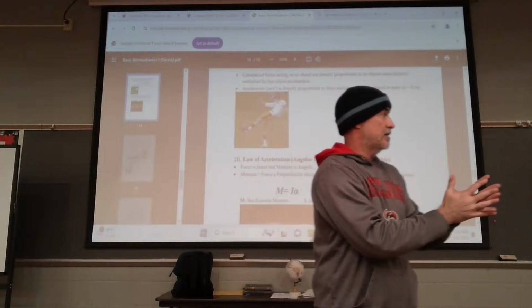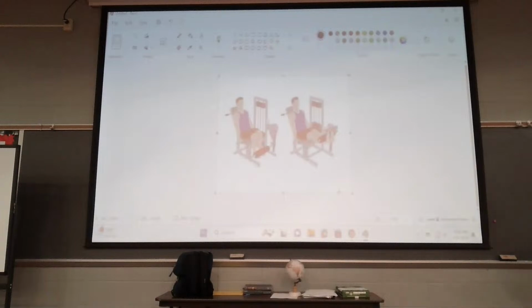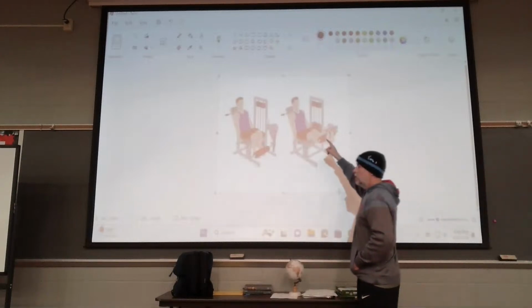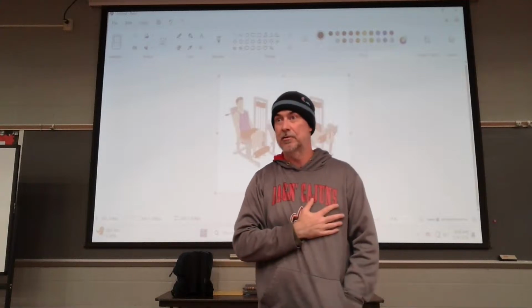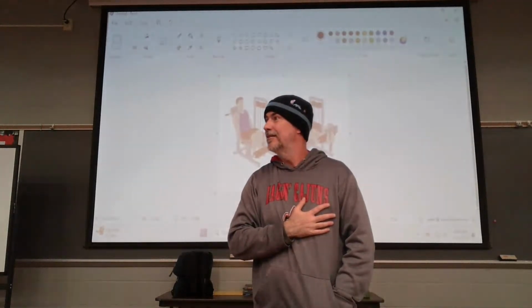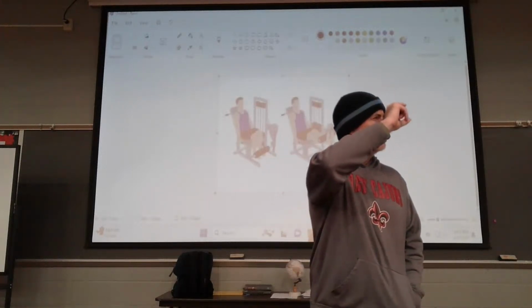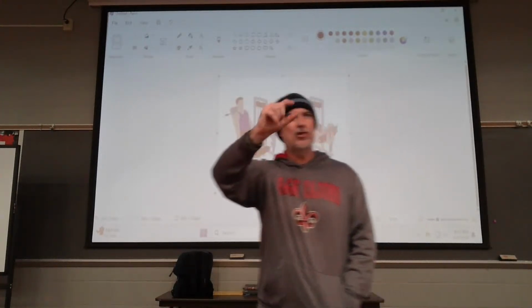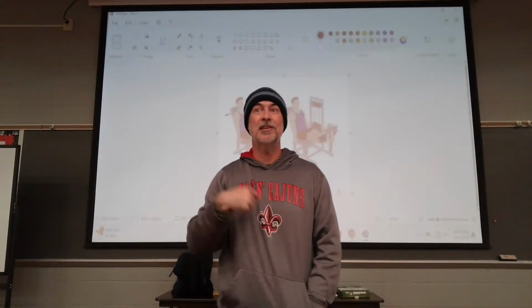Angular kinetics. As I'm telling you, I'm going to ask these kinds of questions on the test. What is the machine or the padding trying to do to your knees? That's an angular kinetic question. Think about it. Well, Campbell, it's trying to flex you. Wouldn't flexion make it kinematic? I didn't say it was flexing. I just said it was trying to.